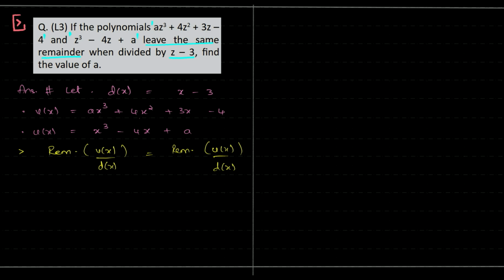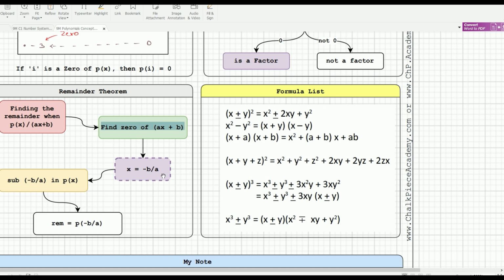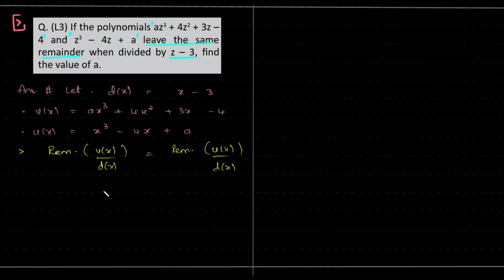Now what should we use? Should we use factor theorem? No, we can't use factor theorem over here. We have to make use of remainder theorem. So what does remainder theorem tell? If you have to figure out the remainder, find the zero of the divisor, it being a linear equation, then substitute it, and you'll get the remainder. So I should go through the remainder theorem with both of these and equate the answers. Let me show that. Hopefully you'll understand it better with this.